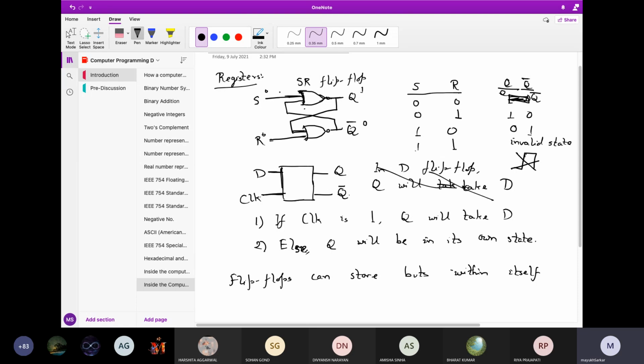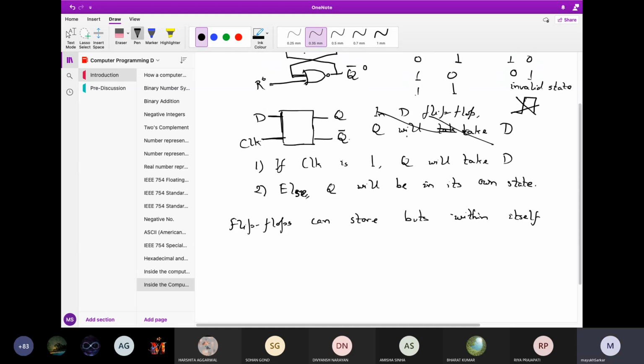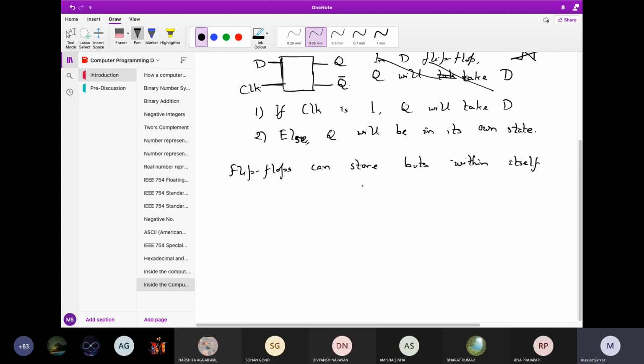So this in fact holds the information. This is just the most basic flip-flop. Then comes the JK flip-flop, then comes the T, D. The D flip-flop is used to hold the data. So flip-flops can store bits within themselves. Okay.